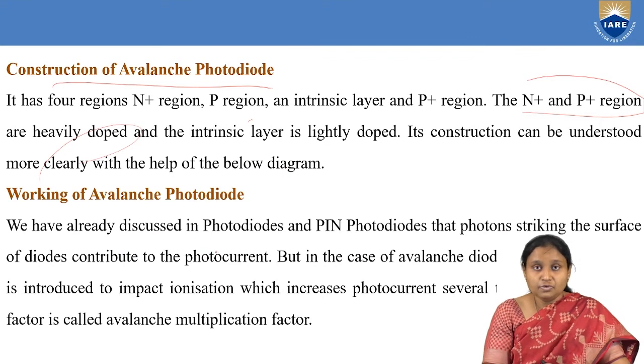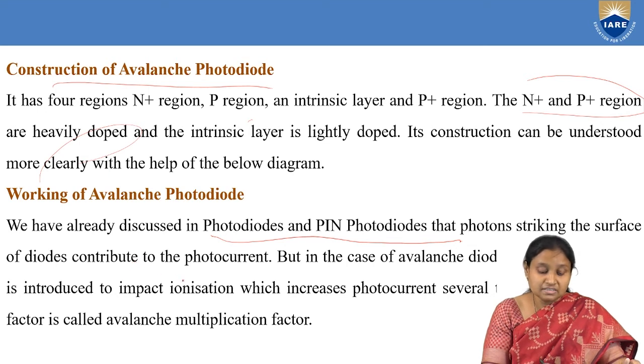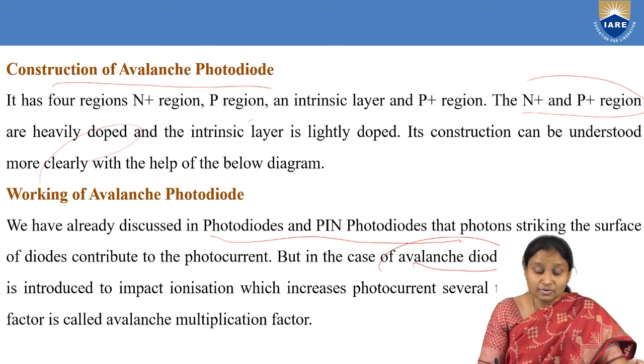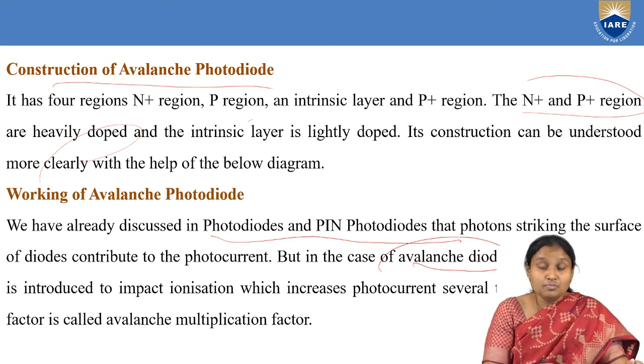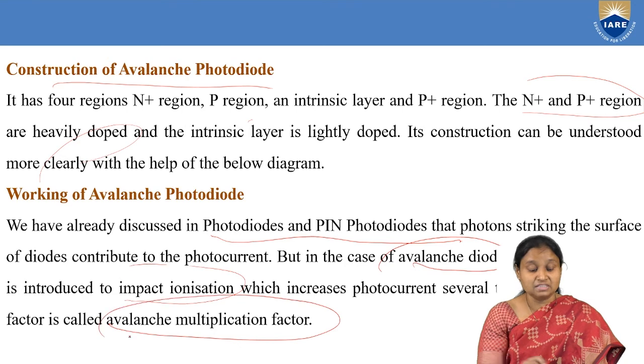As you can see, when we talk about the working of this photodiode, in the photodiode and PIN photodiode, once a photon strikes the depletion layer, these photons are absorbed by immobile charge carriers and they give rise to photocurrent. But if you take the avalanche photodiode, there are additional factors. So how is it different from the normal photodiode and PIN photodiode? Here more current is there because of impact ionization, or the avalanche multiplication factor.